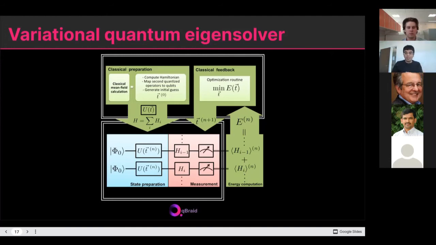Those knobs that I mentioned, they are governed by this classical optimizer, which gets you this new guess wave function with every value that you calculate, and tells you how you should turn your knobs in order to get to the minimum eigenvalue. So this is a broad overview of the VQE and phase estimation algorithms.